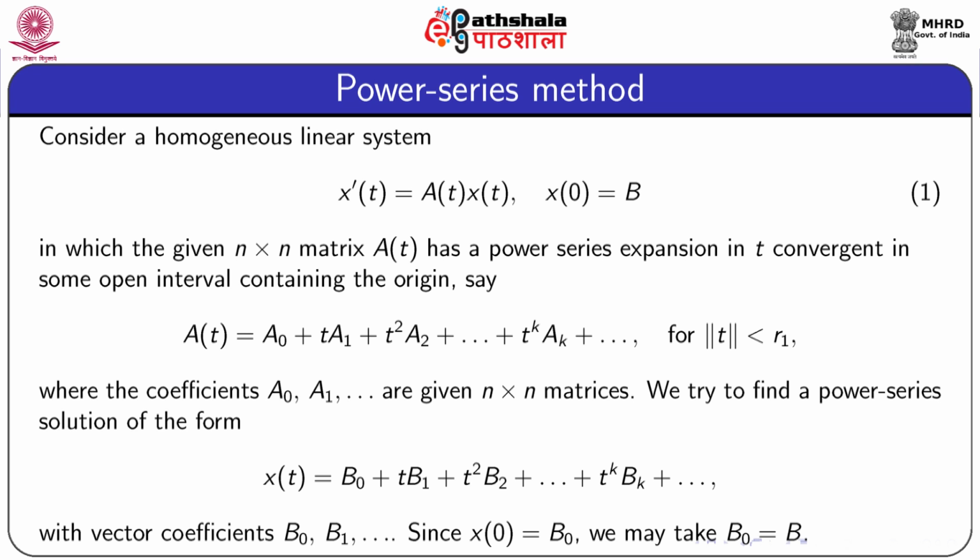We try to find a power series solution of the form x(t) is equal to B0 plus t B1 plus t square B2 plus dot dot plus t to the power k Bk plus dot dot, with vector coefficients B0, B1, dot dot dot. Since x(0) is equal to B0, we may take B0 to be capital B.